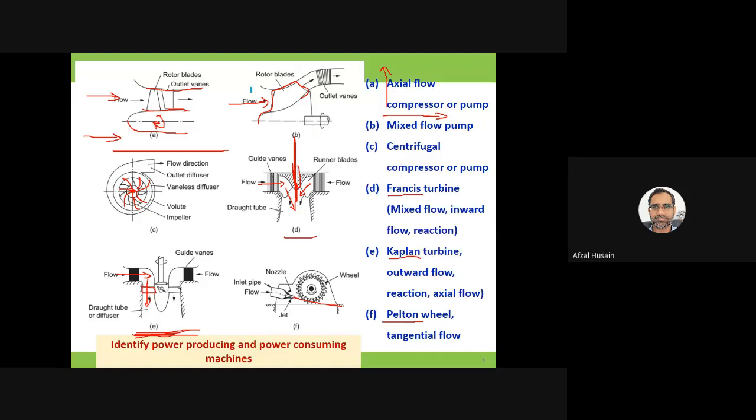Right. And in this one the fluid is entering axially, striking the blade radially, but leaving the blade neither axially nor radially. So it's again a mixed flow machine. And this is an axial flow machine because the fluid is striking the blade axially and leaving axially. And here it is a tangential flow since the fluid is striking the bucket tangentially. So are these things clear to you?